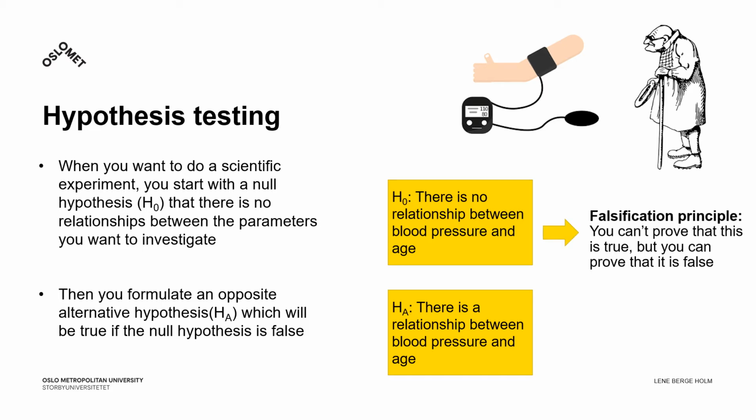The reason for why we do this is something called the falsification principle. And that is that you can't prove that something is true, but you can only prove that something is false. So if you prove that the null hypothesis is false, then you have a proof that the alternative hypothesis is true.